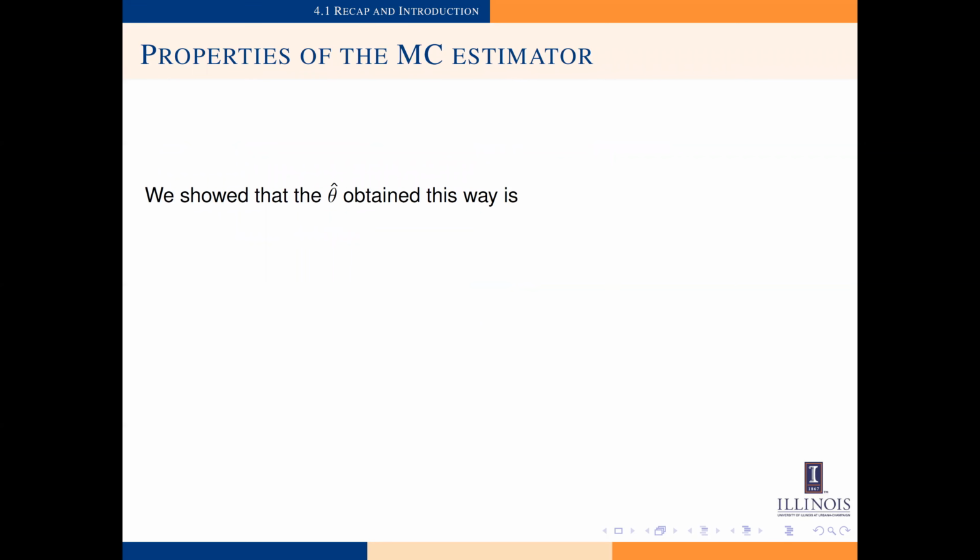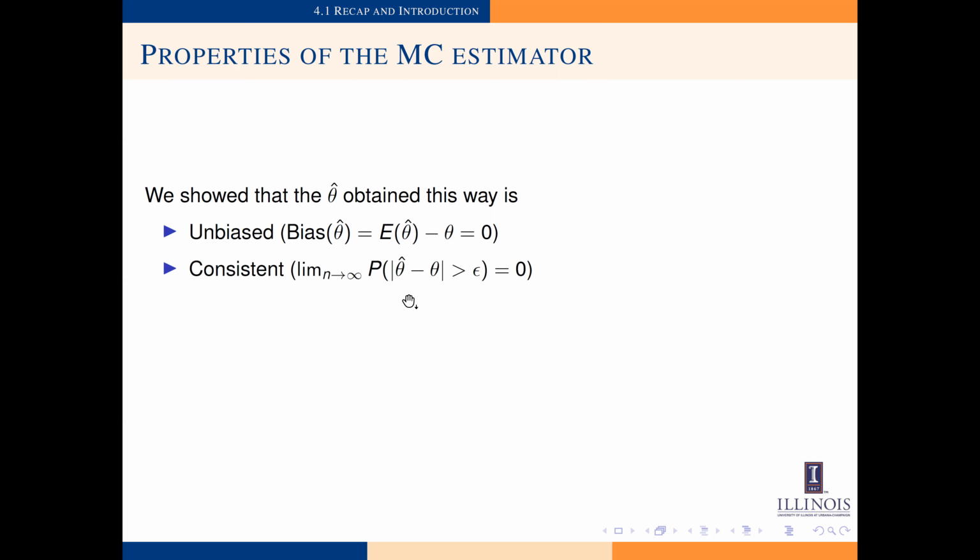We further showed that the theta hat obtained this way is unbiased, meaning that the bias, which is equal to its expectation minus the true theta, is equal to 0. It is asymptotically consistent, meaning that as the sample size goes to infinity, the probability that the distance between our estimator theta hat and the true theta exceeds some arbitrary constant epsilon goes to 0.